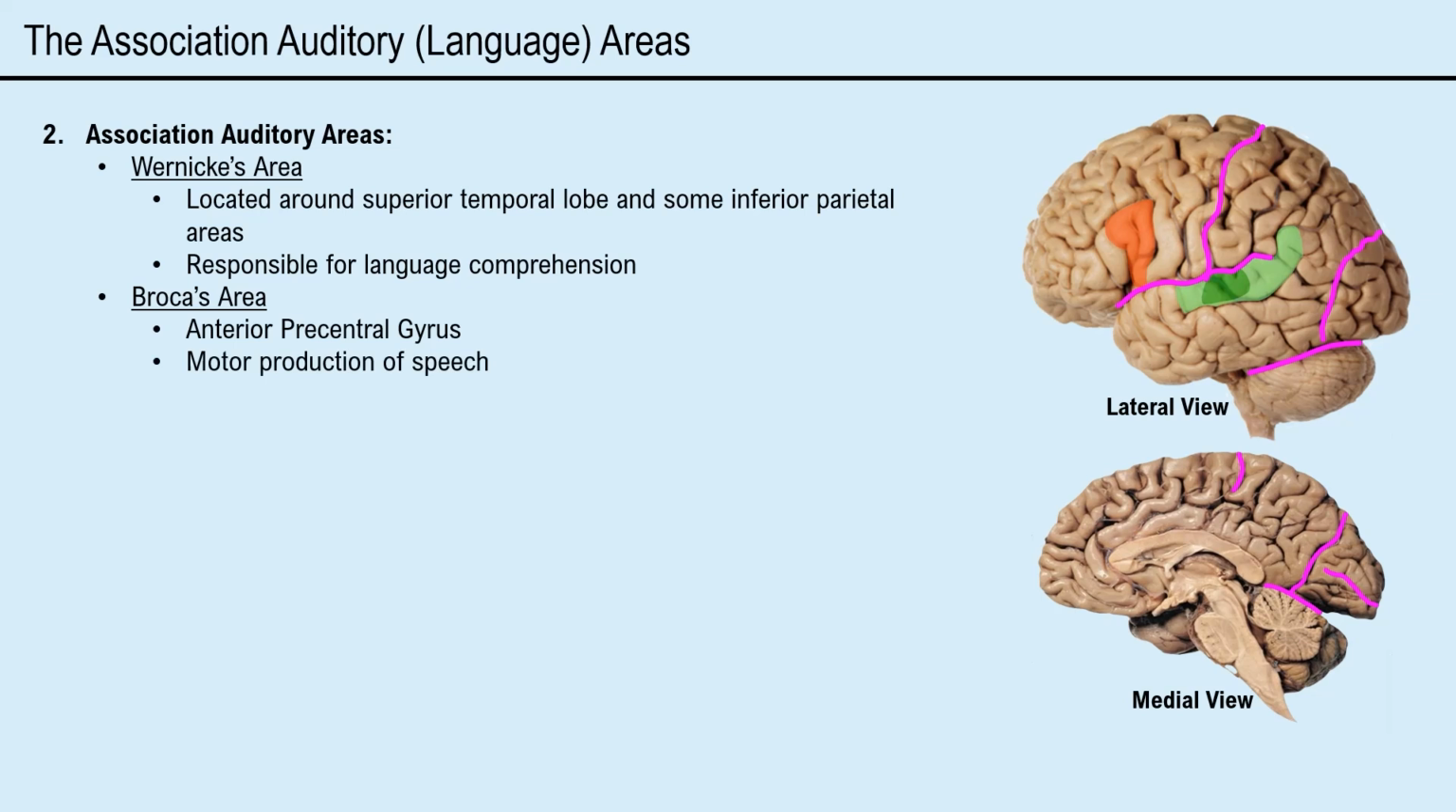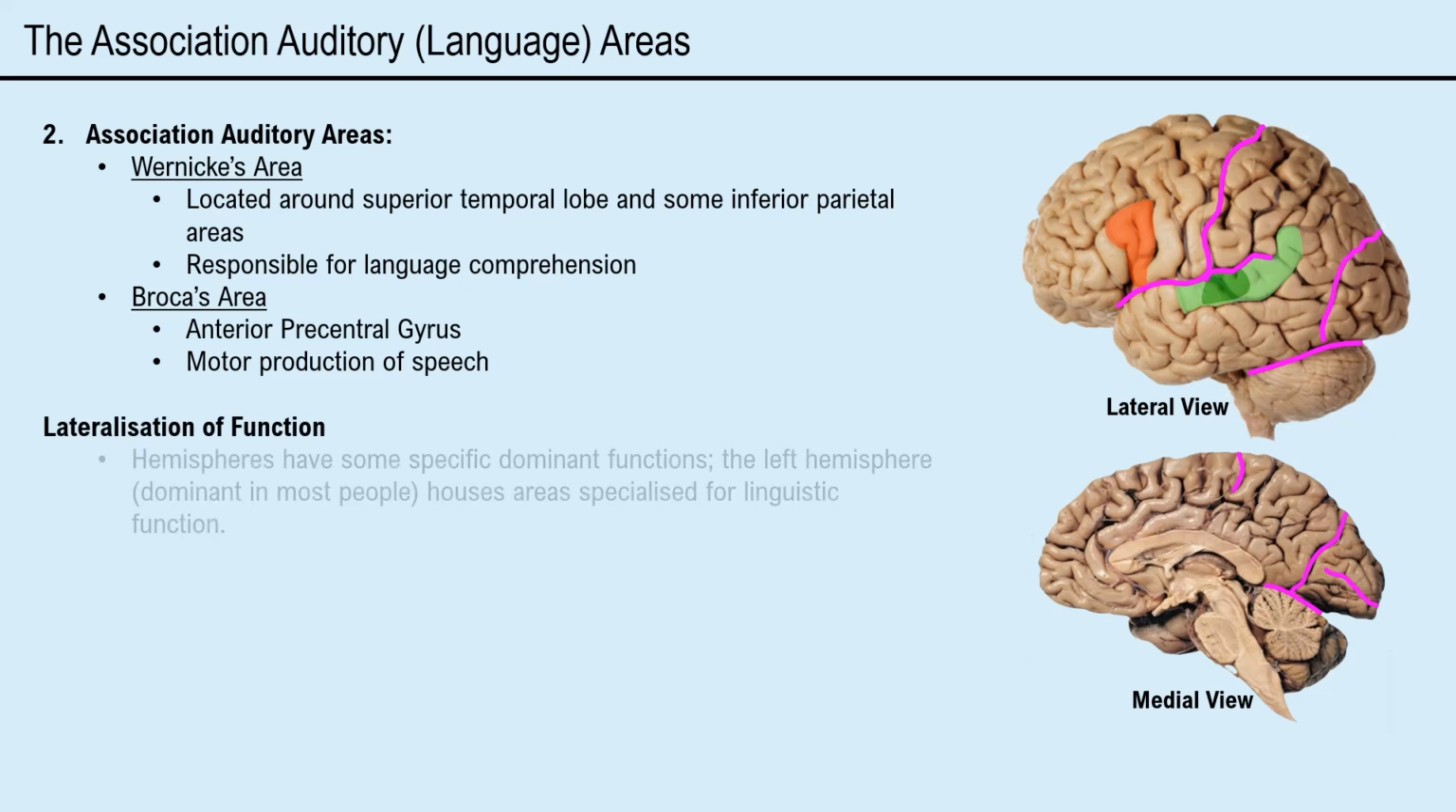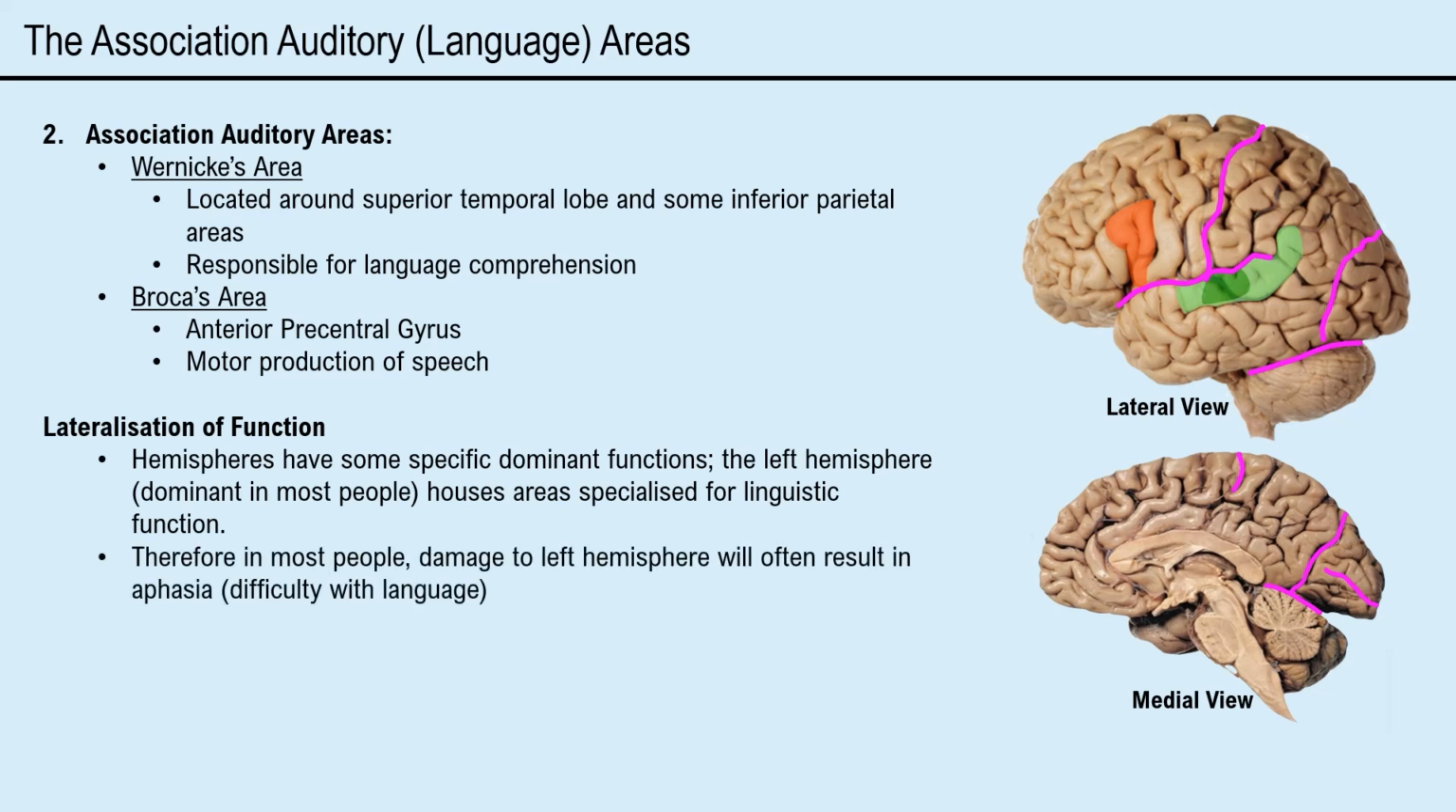Now, the auditory association areas undergo lateralization of dominance. To remind us of what this means, it's that some functions are dominated by one hemisphere of the brain. With regards to the auditory association areas in the majority of the population, the left hemisphere is dominant for linguistic function. Therefore, in most people, damage to the left hemisphere often results in difficulties with language, or aphasia.